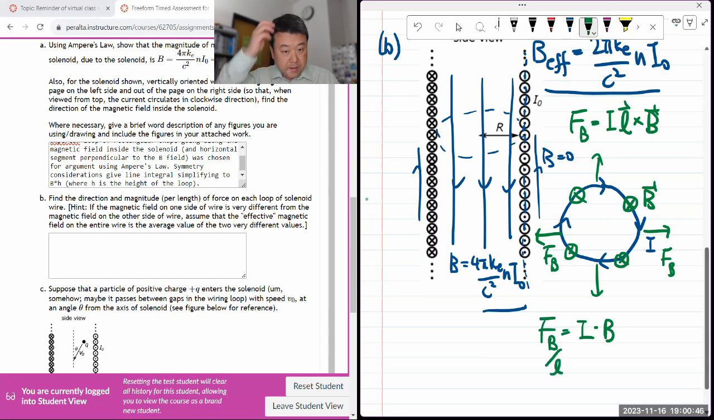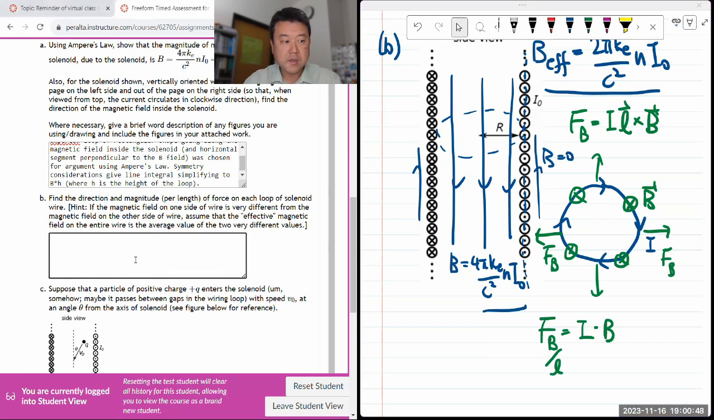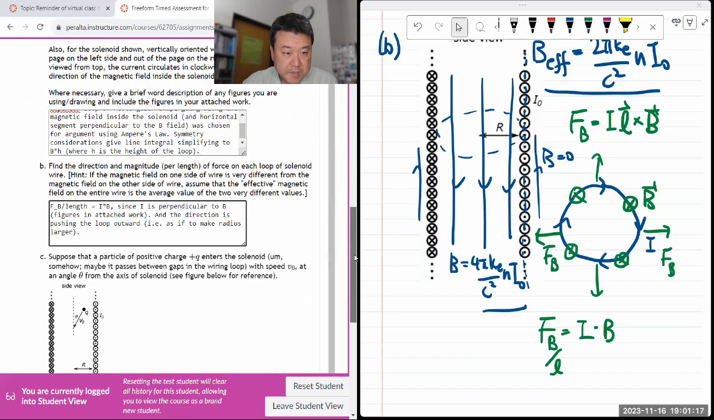So let's put it this way. I'm gonna say FB per length is equal to current times B, since I is perpendicular to B. Figures in attached work. And the direction is pushing the loop outward, as if to make radius larger. All right, got 6 minutes.